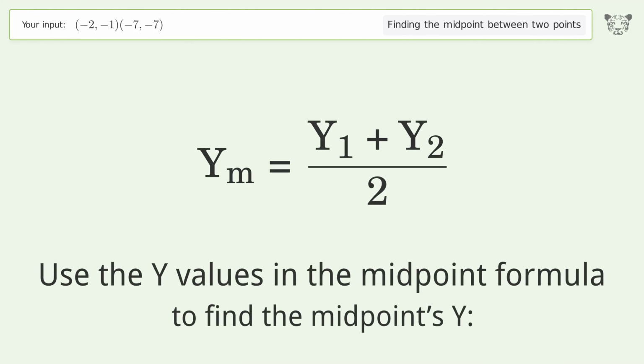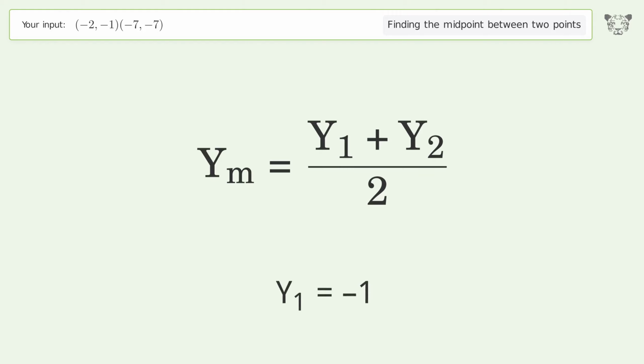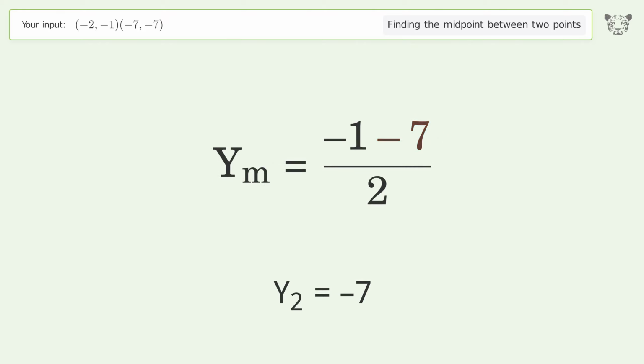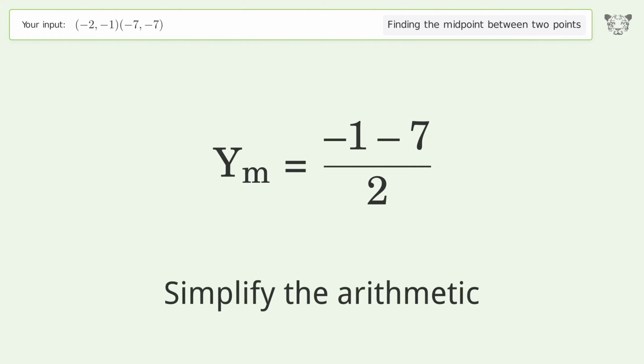Use the y values in the midpoint formula to find the midpoint's y. y1 equals -1. y2 equals -7. Simplify the arithmetic.